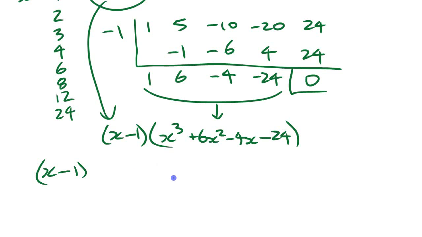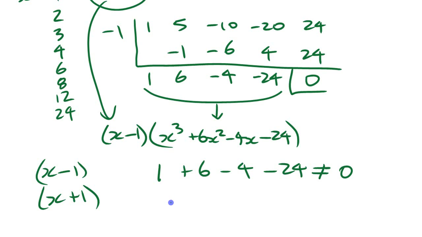So I'm going to sub in 1 into this simpler part of it and see what I get, right? 1 plus 6 minus 4 minus 24. Definitely doesn't equal 0. I'm not even going to bother adding it up because that's way too big. So then we're going to try x plus 1, see if that works.